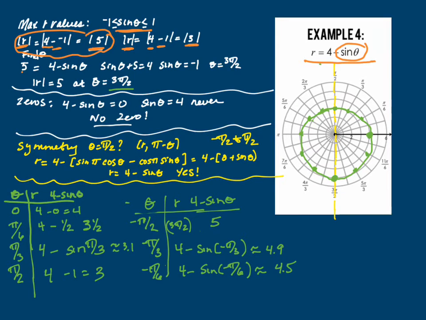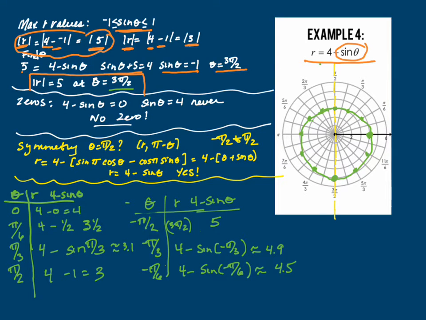So I set R equal to 5 to find the angle. 5 equals 4 minus sine theta. Then I added sine theta to the left. Sine theta plus 5 is 4, and then sine theta equals -1. So where does sine theta equal -1? At 3 pi over 2. So here is my answer for the maximum R value: the absolute value of R is 5 at theta equals 3 pi over 2. If you get to 3 pi over 2, you will see that it is 5.